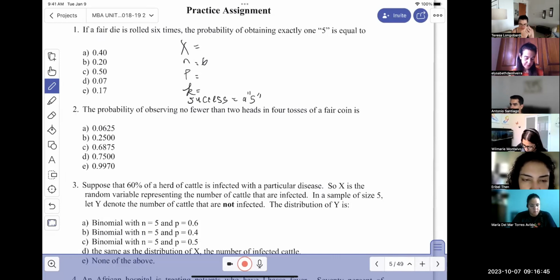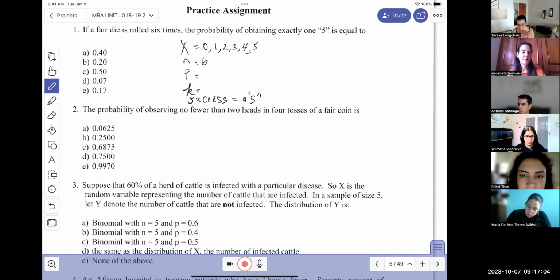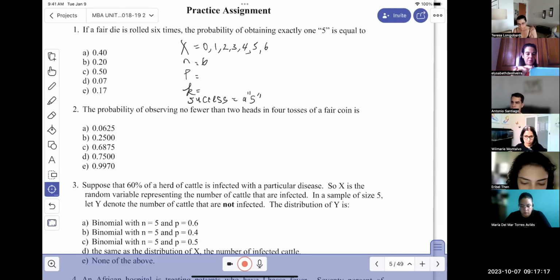So if we're going to do this 6 times, how many 5s can we see? What are the options? Well, we could see 0 5s, 1 5, 2 5s, 3 5s, 4 5s, 5 5s, or 6 5s. Okay, so we're separating each time and then the totality of the times. Once you understand that, you're going to be fine. So there are 6 trials. I can get 0 to 6 5s.